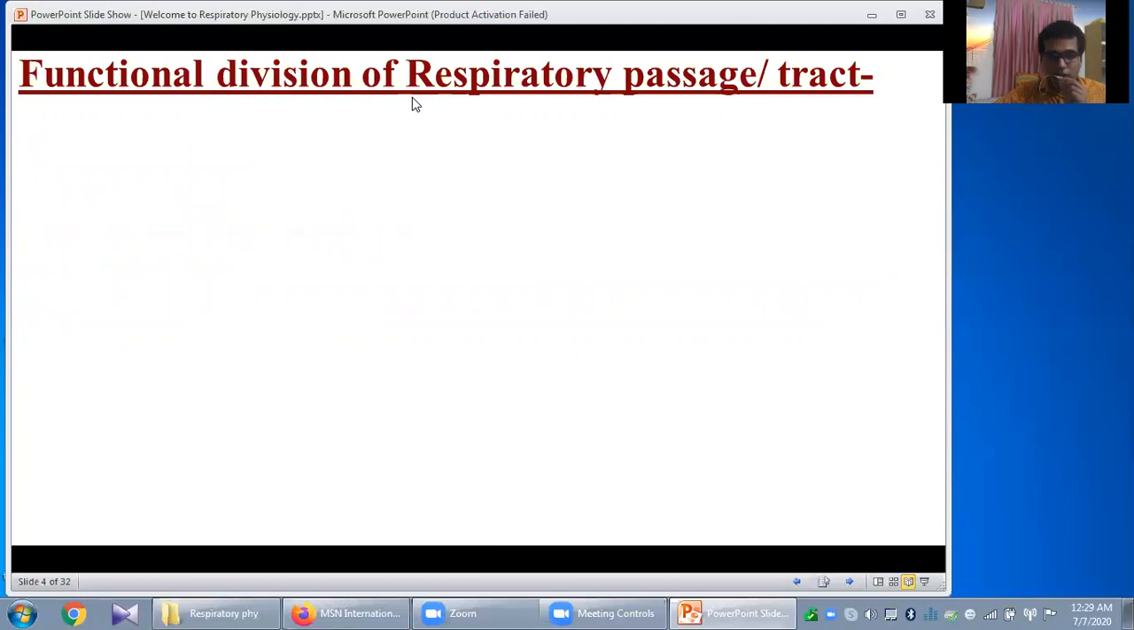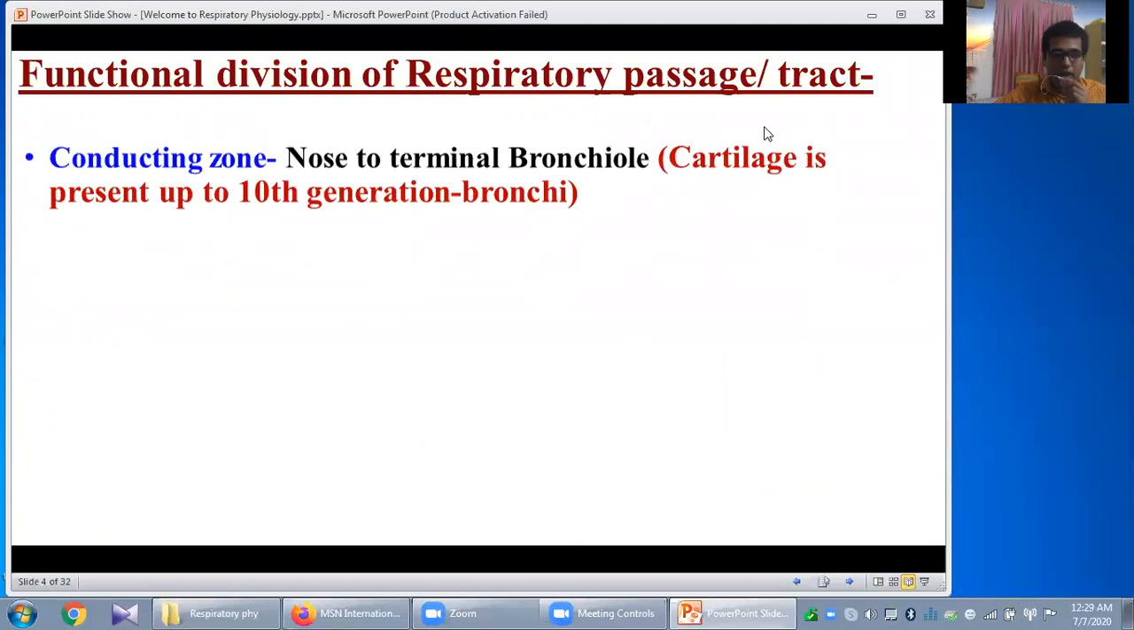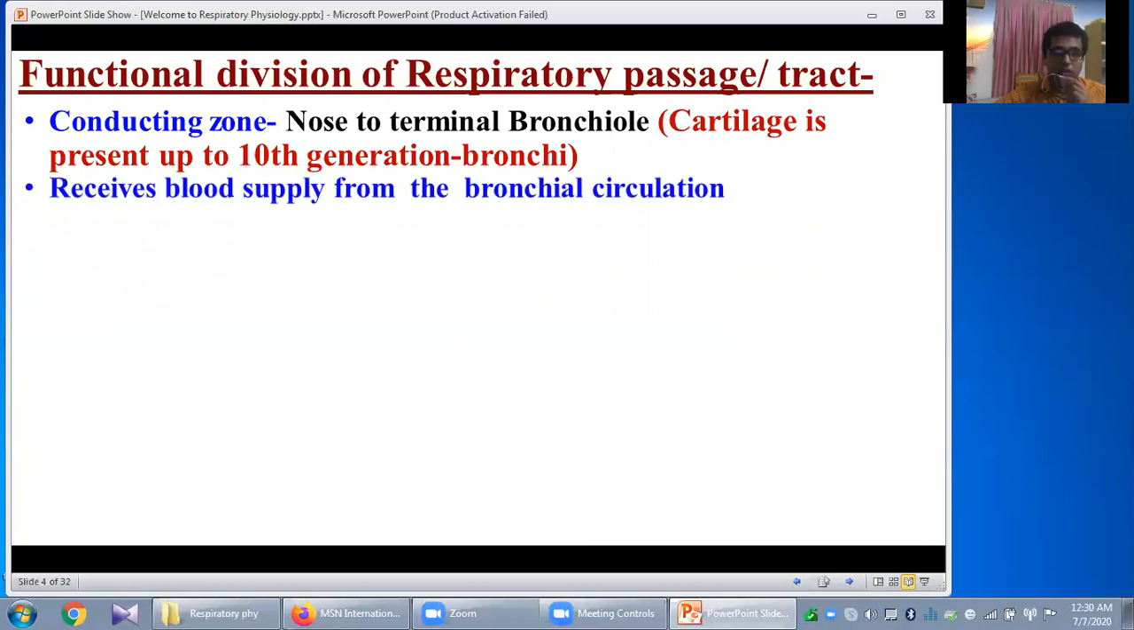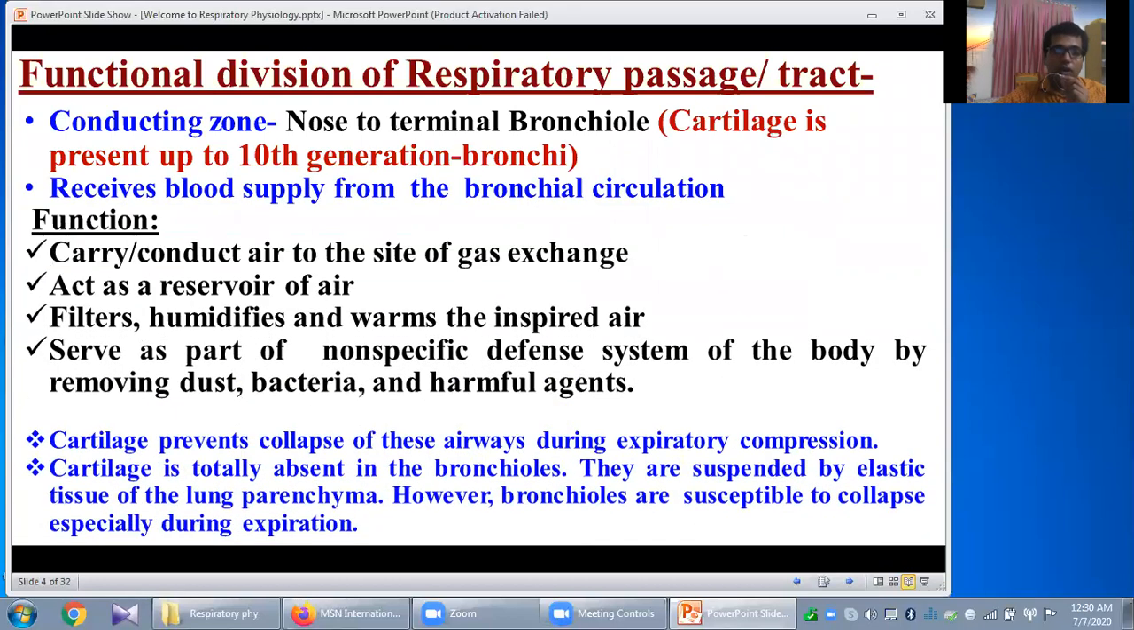Now the functional division of the respiratory passages or tract. I have already shown this division in the previous figure. There are actually two zones, the conducting zone and the respiratory zone. So by this time, you know that the conducting zone extends from the nose to the terminal bronchiole, and in this part of the respiratory tract, cartilage is present up to the 10th generation, and it receives blood supply from the bronchial circulation. So now here, what are the functions of this zone, as they do not take part in gaseous exchange?